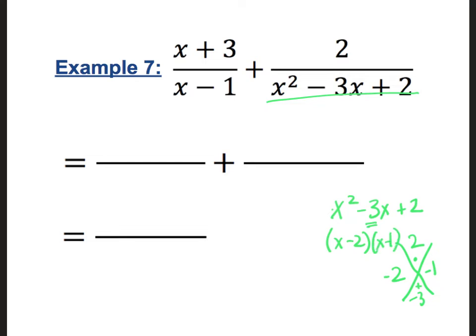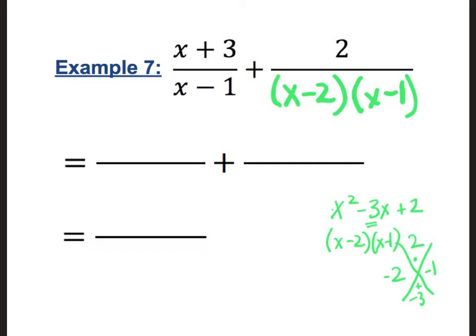So up here, instead of x squared minus 3x plus 2, I could rewrite it as x minus 2 and x minus 1. Now at this point, remember, we want our denominators to be the same.